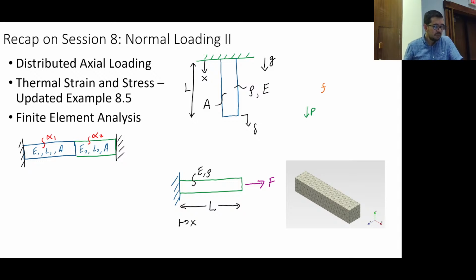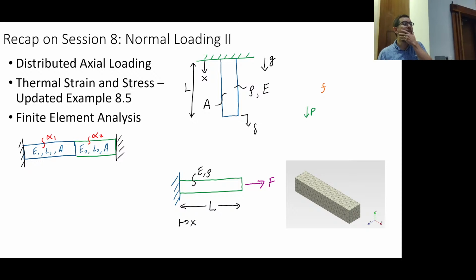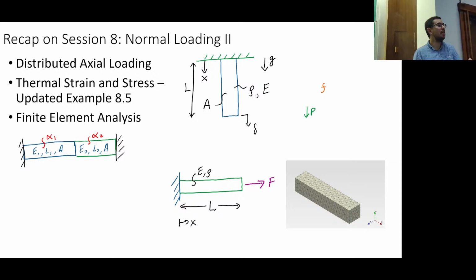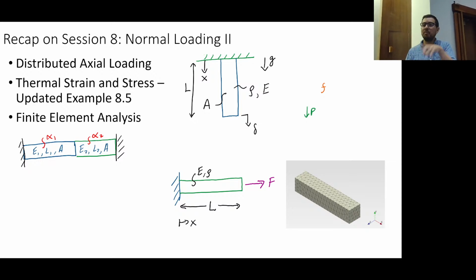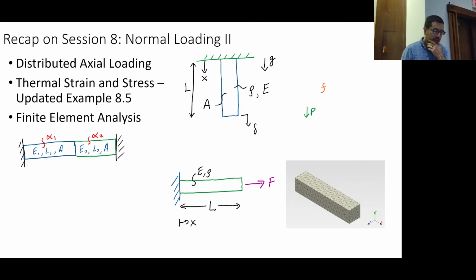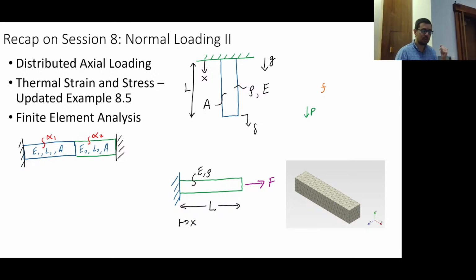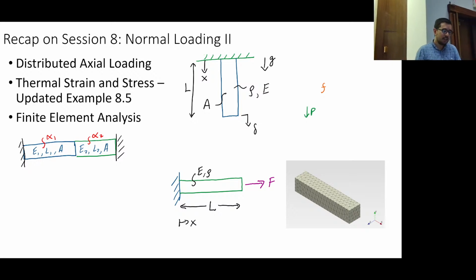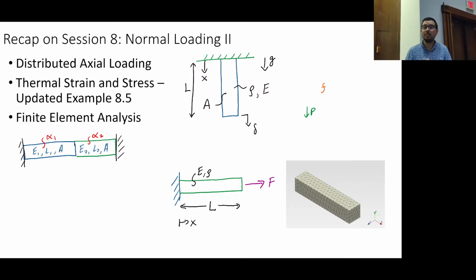Last time we discussed distributed axial loading, and we did a couple examples, right? We did the example where you have the bar hanging under gravity, and we also did an example where you have a bar spinning as part of a windmill or some type of turbine. We also have discussed thermal strain and stress, and we introduced finite element analysis.